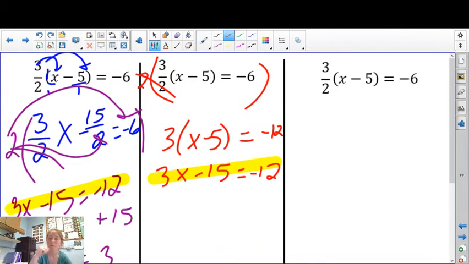Now let me show you my third way. Now you might have heard this term, you might not have heard this term. Try and get it engraved in your brain. It's called the reciprocal. A reciprocal is the flipped version of a fraction. So instead of 3 over 2, I'm going to multiply by 2 over 3. And again, what I do to one side, I have to do to the other.